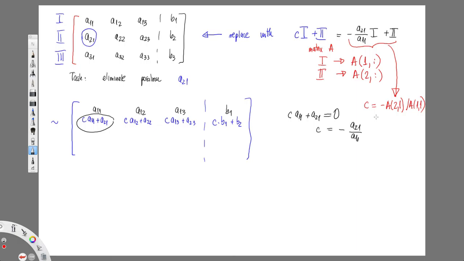In MATLAB, how do I write this? This is exam number one. How do I write second row of A equals C times first row plus second row?